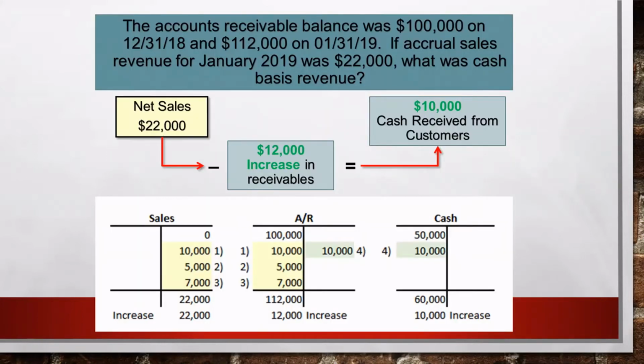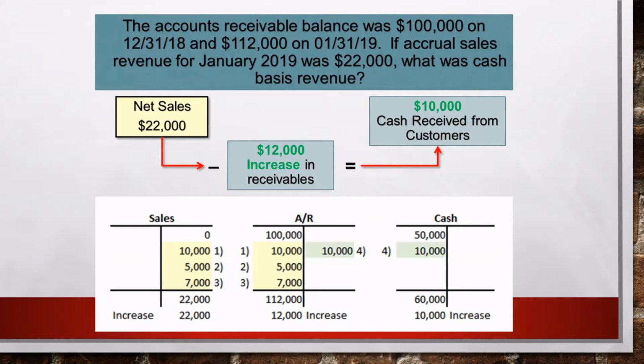Now let's look at T accounts, as using T accounts might make it easier to understand why the increase in accounts receivable needs to be removed from net sales. Assume we have 4 transactions during the month, 3 sales and 1 payment. First, we sell 10,000 on account. This transaction is recorded as an increase in accounts receivable and an increase in sales. Remember that assets are increased by debit and revenues are increased by credit.